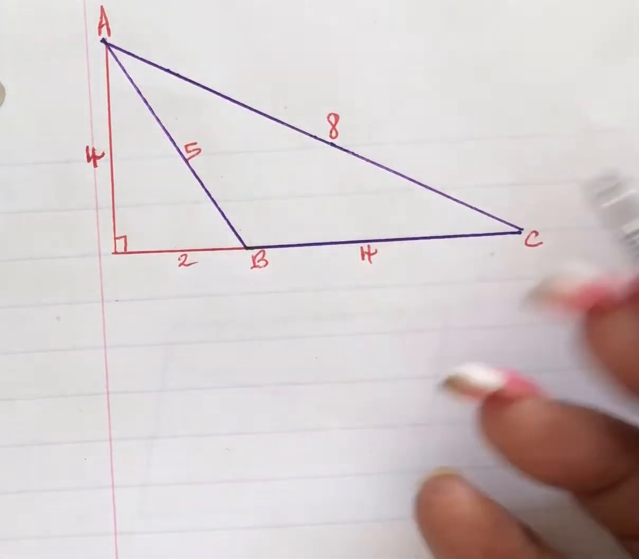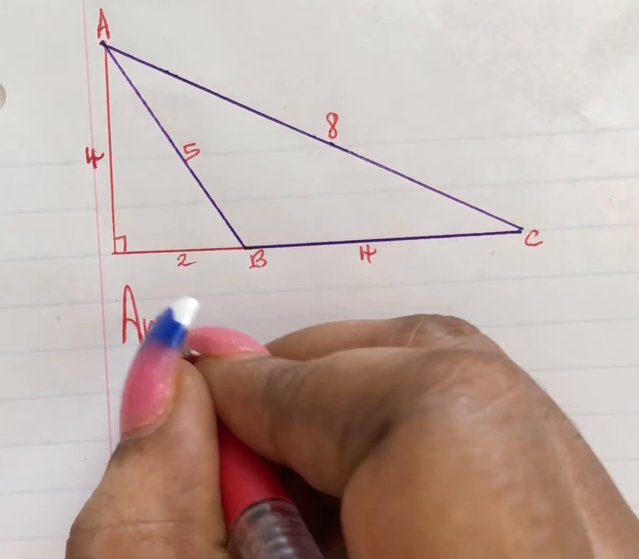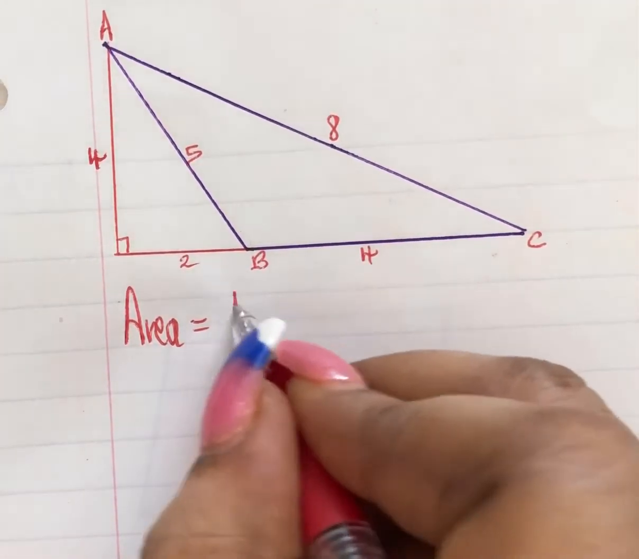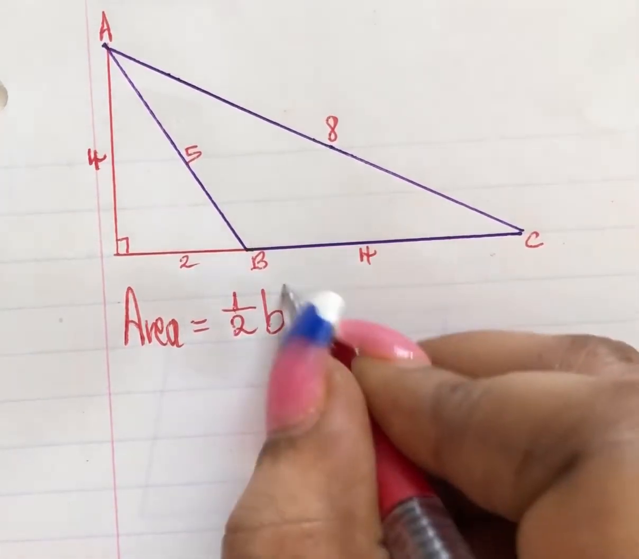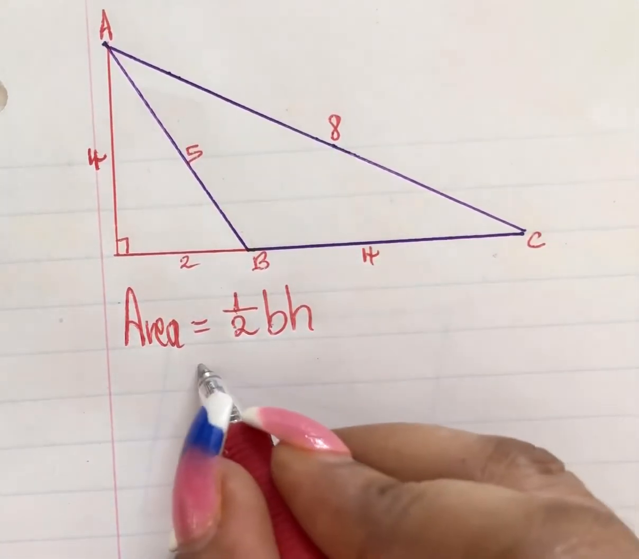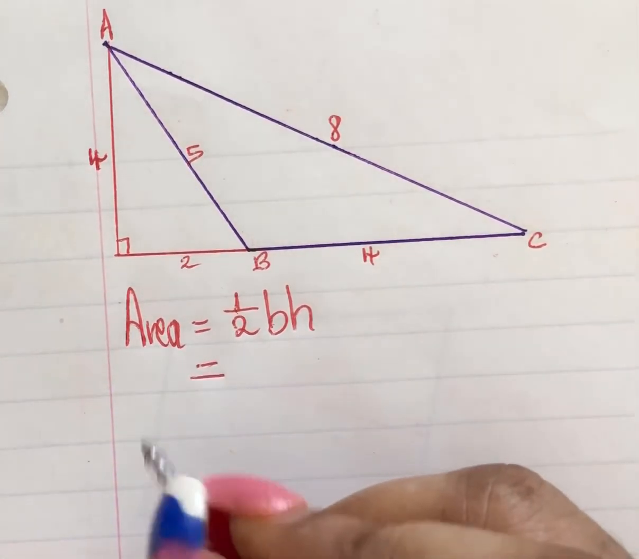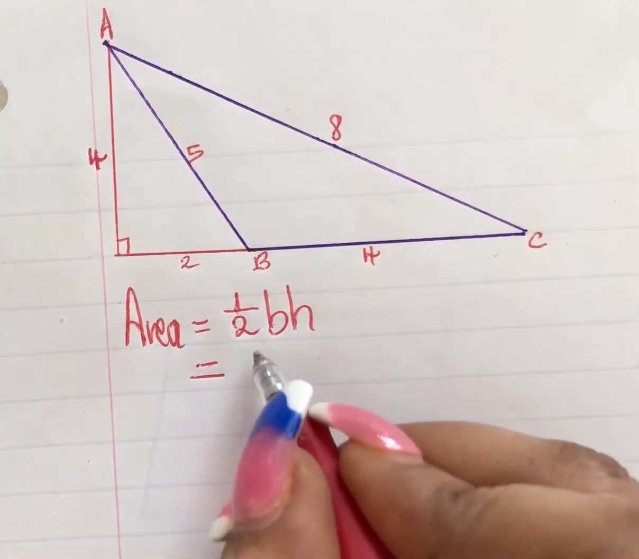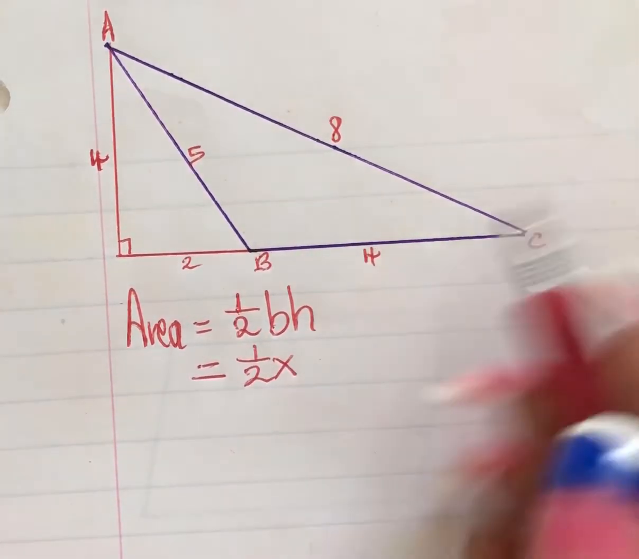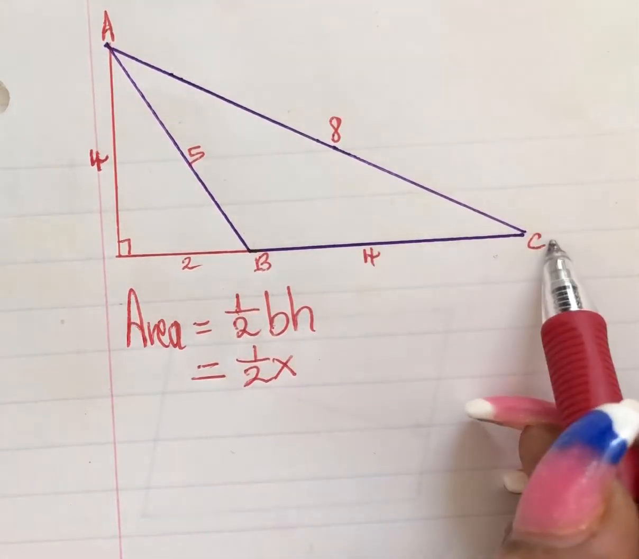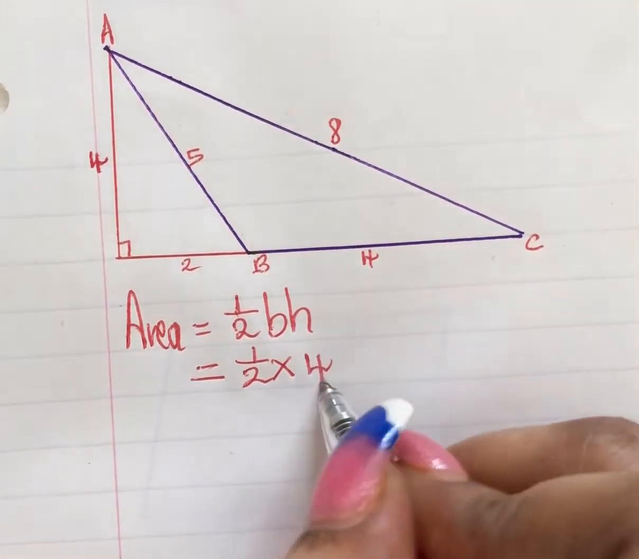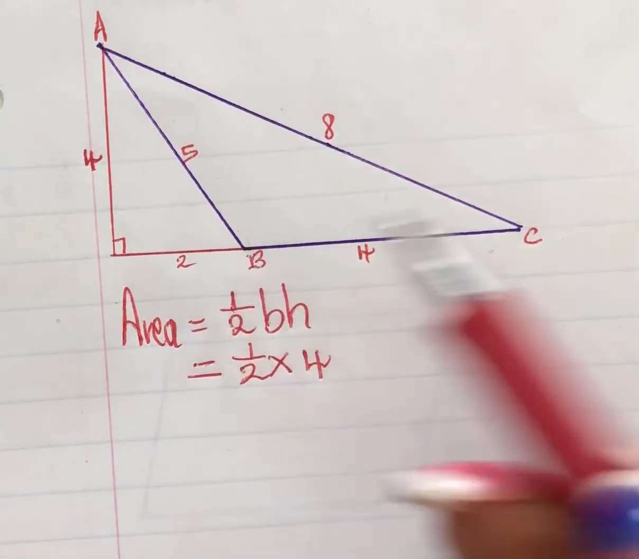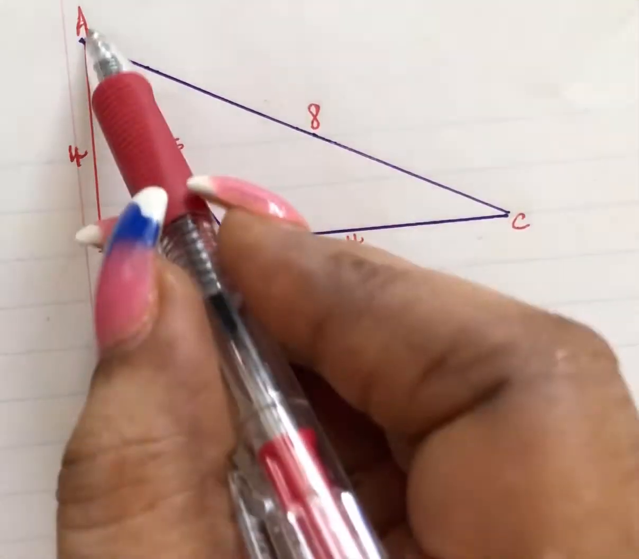In order for me to find the area of this triangle, I need to use a certain formula. Area of the triangle is half base by height. We are focusing on the triangle ABC. Half multiplied by my base. My BC base is 4. My height, 5 is not my height. It's a distractor. My height is 4 units.